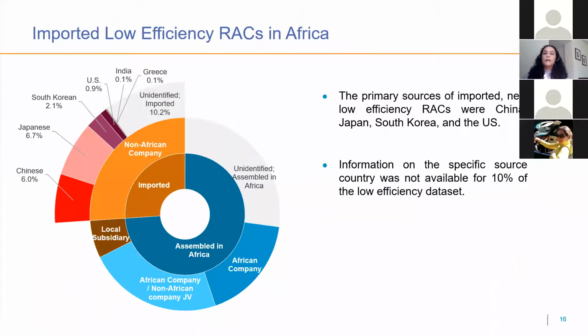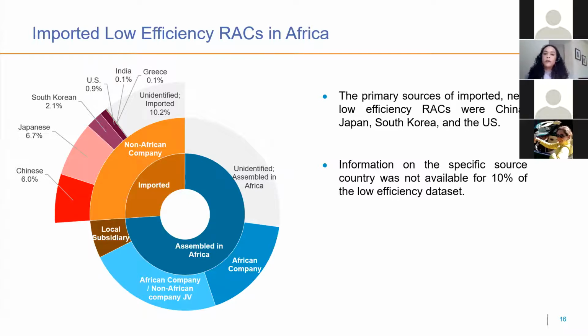Now, if we take an even closer look at the state of the imported low efficiency room ACs, we see that the primary source of new low efficiency room ACs are China, South Korea, the US, and Japan. The specific source country was not indicated for approximately 10%. However, we were able to determine that they were imported based on looking at the brands and recognizing that they're not brands that produce in Africa.